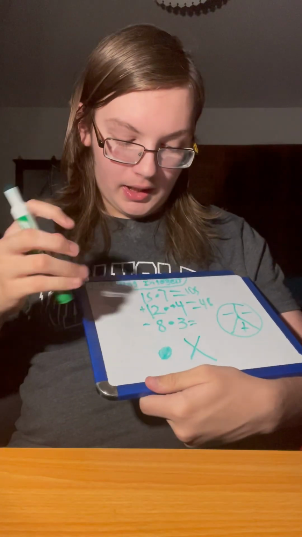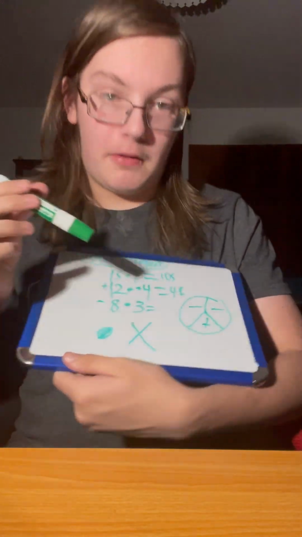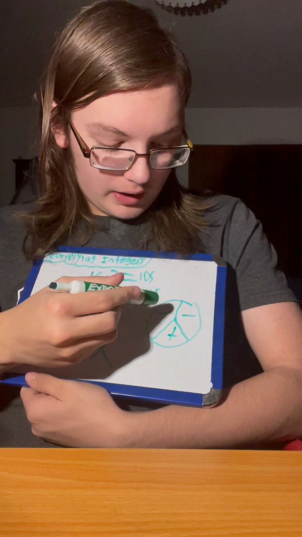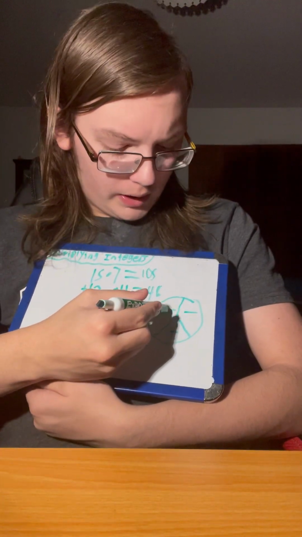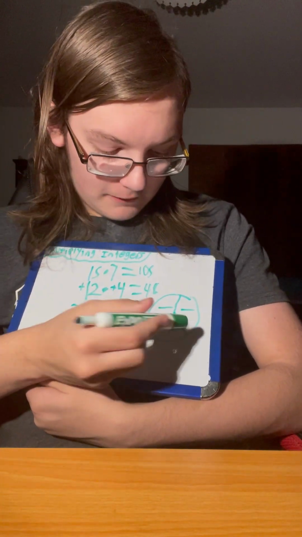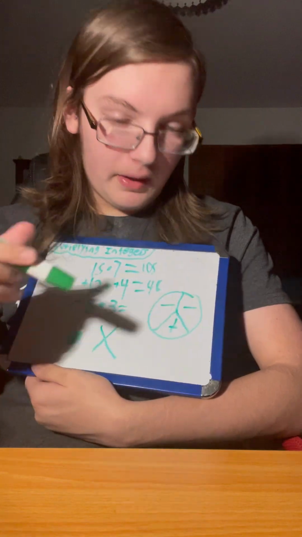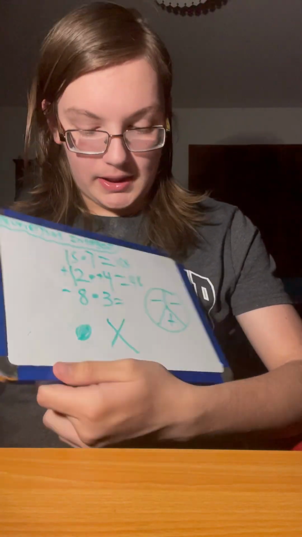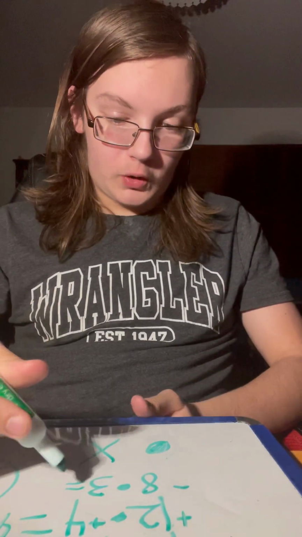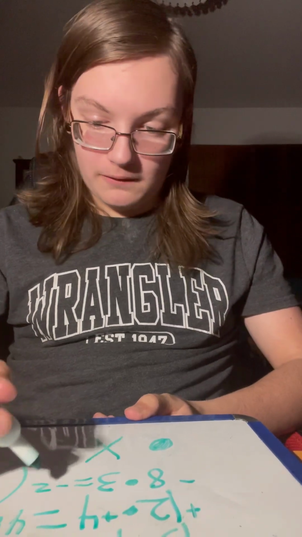Now when we're looking at this last one here, a negative 8 times a positive 3. When we're looking at this chart again, we're using one negative, one positive, and all that's left is a negative. So the answer here is going to be a negative. So the answer for here is a negative 24.